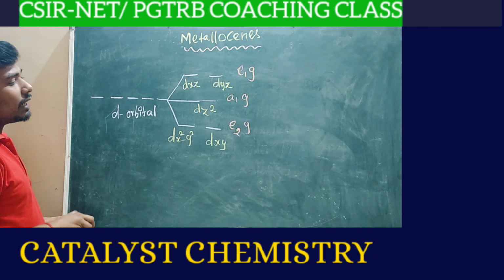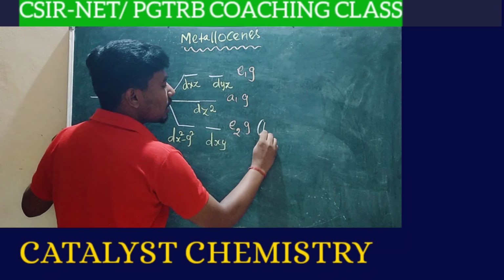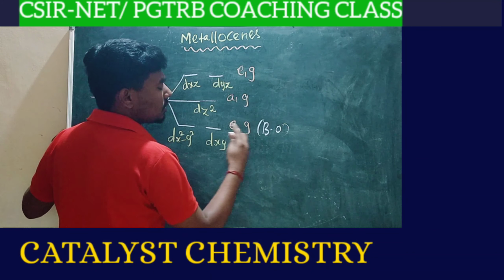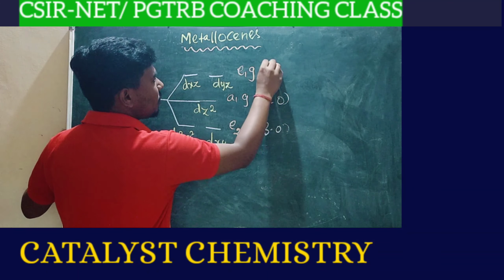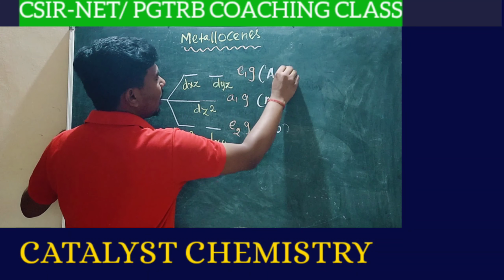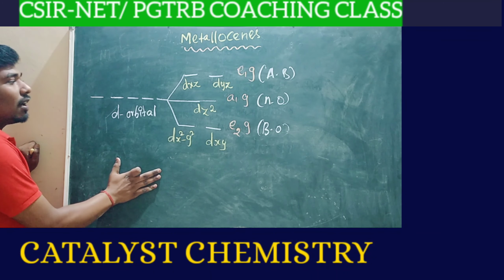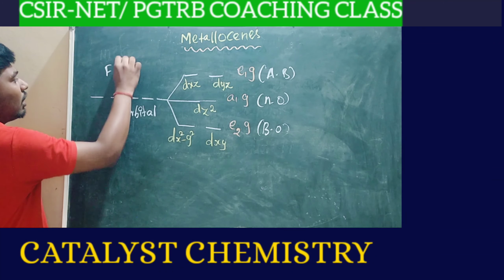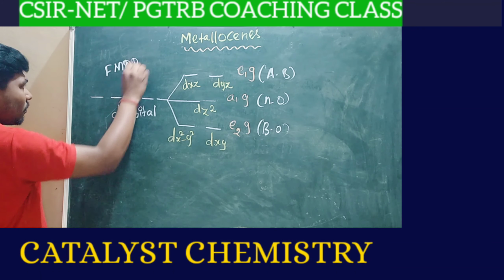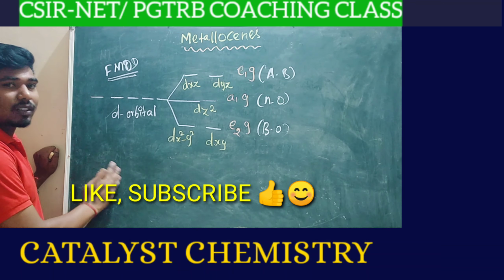Next, the lower levels are bonding molecular orbitals, this is a non-bonding molecular orbital, and this one is the anti-bonding molecular orbital. So this is the splitting diagram, or frontier molecular orbital diagram, of metallocene compounds. Now we are going to fill electrons into this.